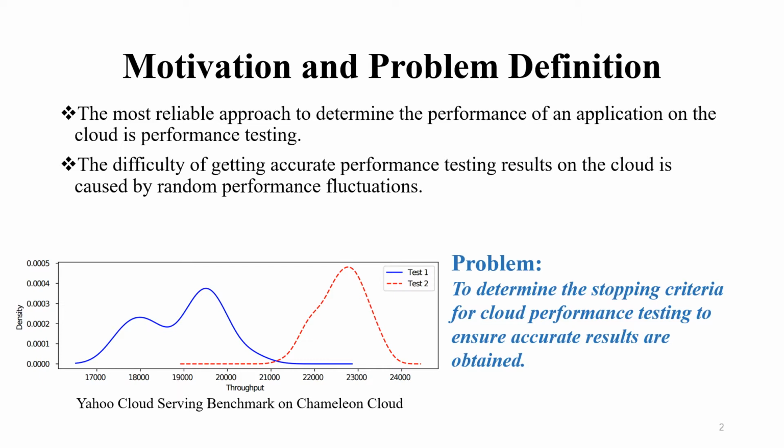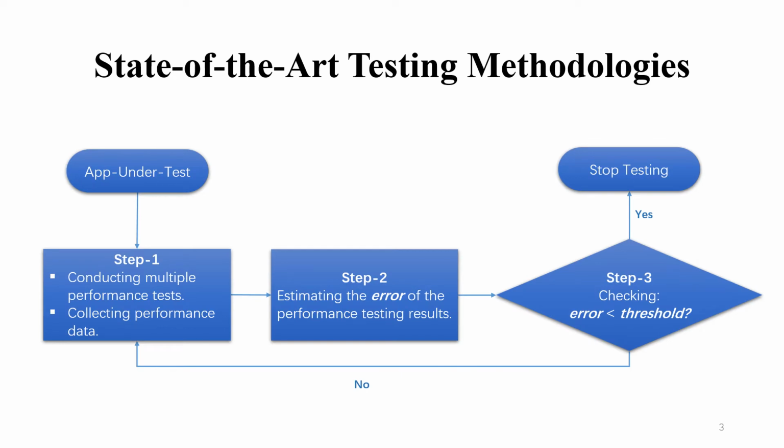We can see from the graph that Test 1 and Test 2 are drastically different. We don't know which of them is accurate, or worst case, neither of them is accurate, and this brings about the problem: how to determine the stopping criteria for cloud performance testing to ensure accurate results are obtained. In order to solve the problem for accurate testing results, state-of-the-art testing methodologies adopted different statistical tools.